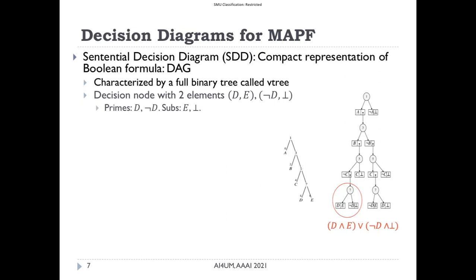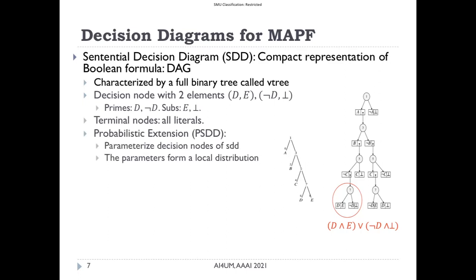The left parts of the rectangular boxes are called primes and the right parts are called subs. For example, D and not D are primes here, and E and false are subs. All the nodes with just a single literal are called terminal nodes. This figure has 2 children for each node, but in general it can have n children. We can also think of an SDD as a Boolean circuit where the circles represent OR gates and the rectangles represent AND gates.